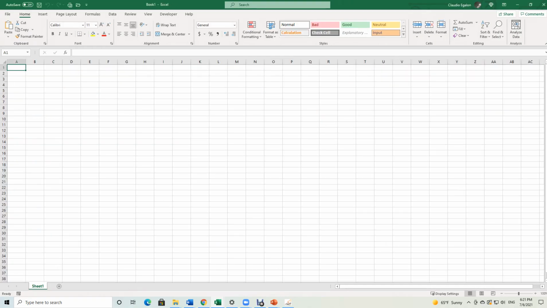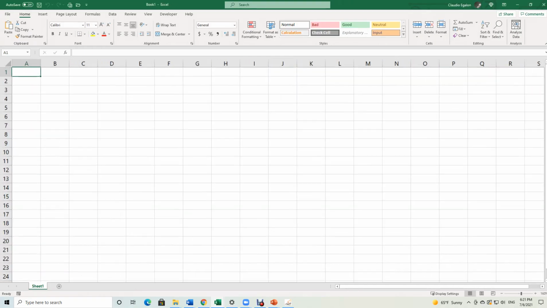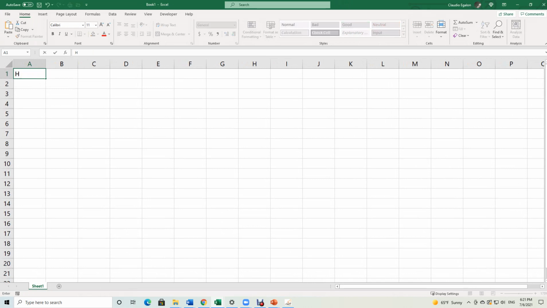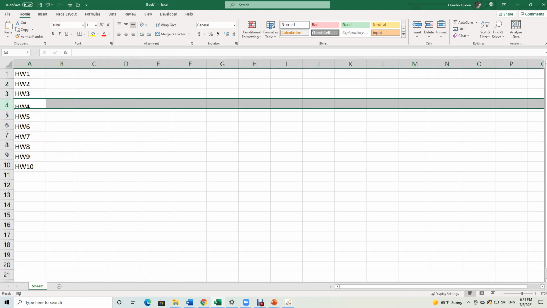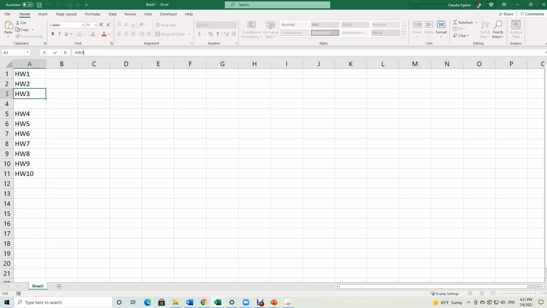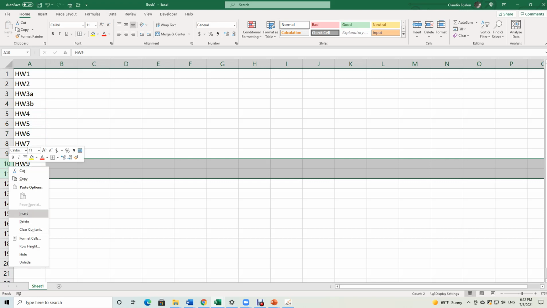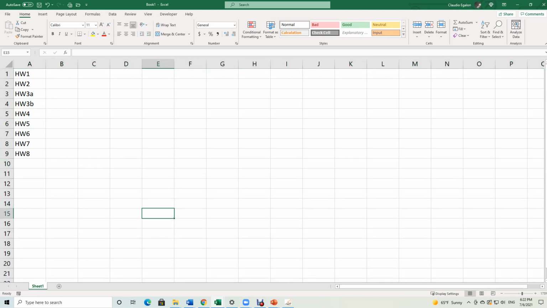That's what we call weighted average. Okay, here you go. Example, right? Homework 1, homework 2, homework 3, 4, 5, 6, 7, 8. Let me insert this one. That's gonna be homework 3A. Next one is gonna be homework 3B, right? Okay, homework 9 and 10 are not there.